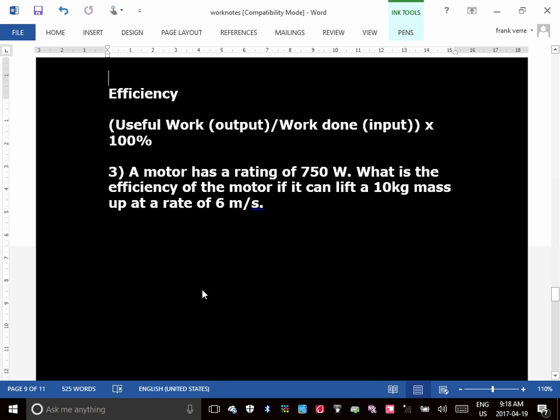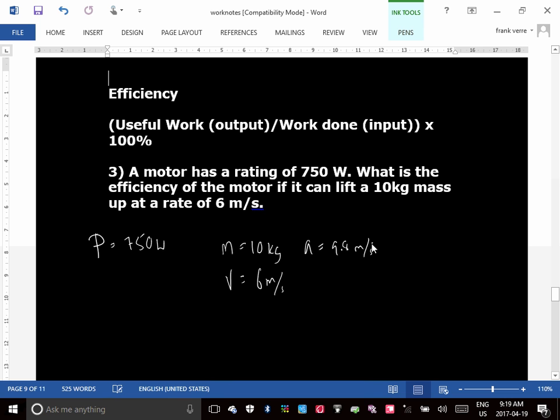Okay, so let's look at this question. We want to know, what is the efficiency of a motor? Now, the motor has a power rating of 750 watts, okay? We want to know how efficient that motor is. So we do have some information about the motor. We are told that the motor can lift 10 kilograms of mass at a speed of 6 meters per second. And we have to assume, again, that it's lifting it at a constant rate. So if it's lifting it at a constant rate, that means the acceleration up is roughly 9.8.